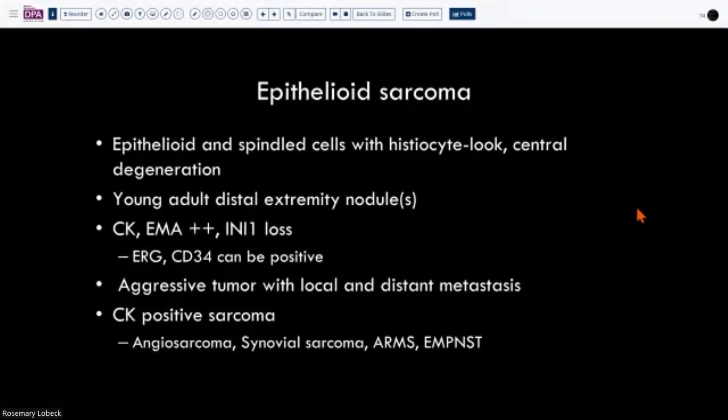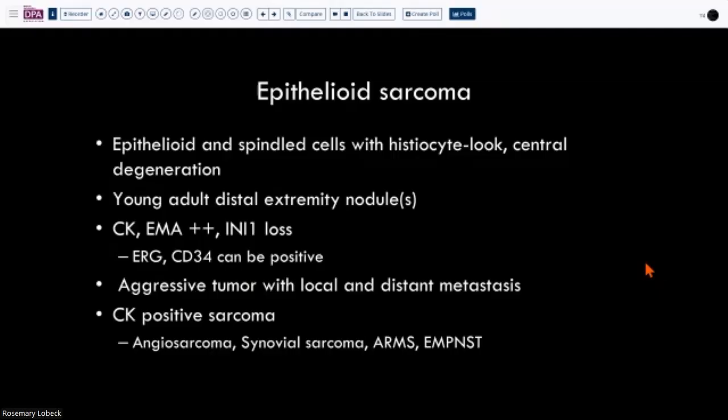All right, so epithelioid sarcoma, as most of you know, can have this histiocytic look and can have central degeneration and mostly young patient distal extremity. Any lesion, any nodule in the hand or feet of young patients, I don't even look at the slide. You could just order cytokeratin just to make sure, right? So it's that bad because it's such an aggressive tumor that can have local and distal metastasis.